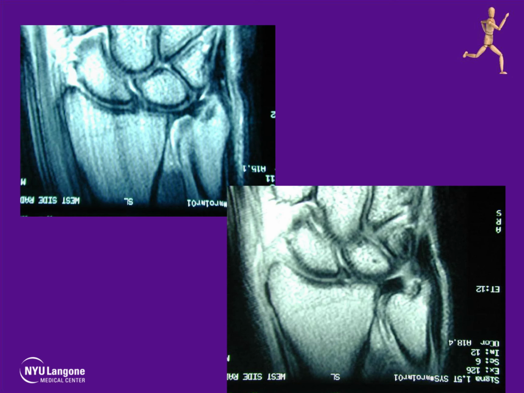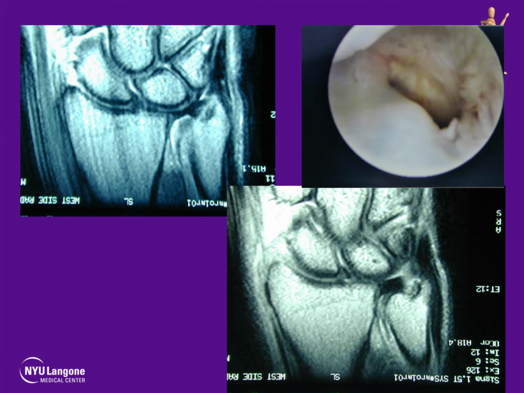On the bottom right, you can see that there's the TFC, this thickened black structure here, stops before it hits the ulnar styloid. You can also see a little fluid there. That white line there is fluid, and that's fluid between the torn TFC and the ulnar styloid. So that's a TFC tear.